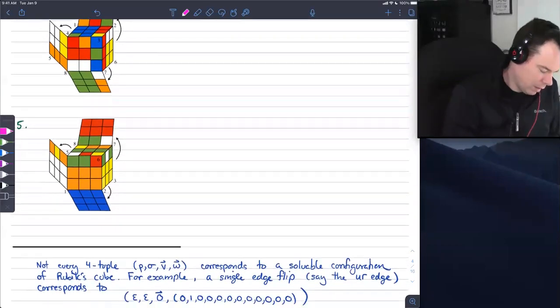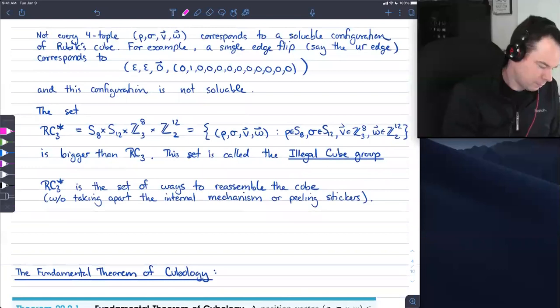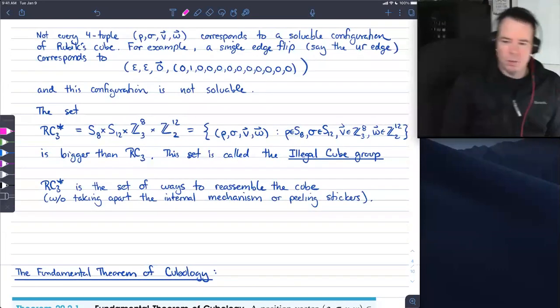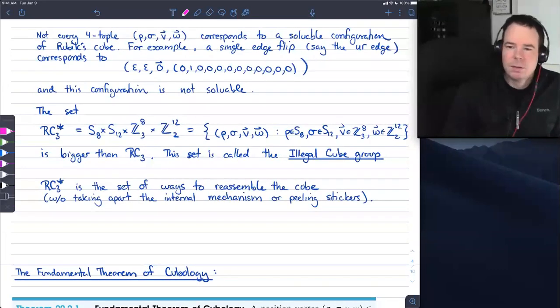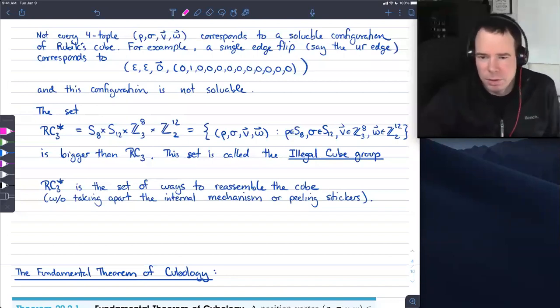So there's a couple more examples. We can come back and do these examples, but I want to get to this solvability criteria. So not every four tuple turns out to correspond to a solvable configuration.